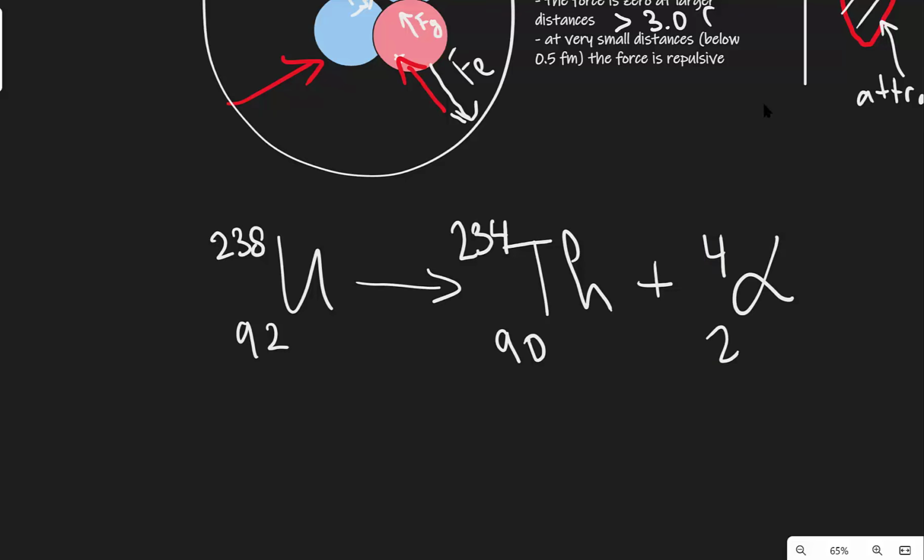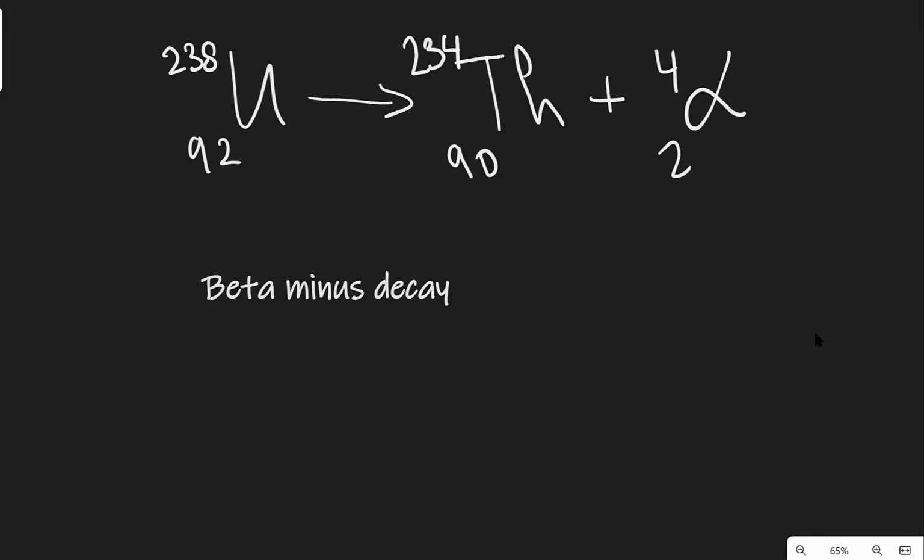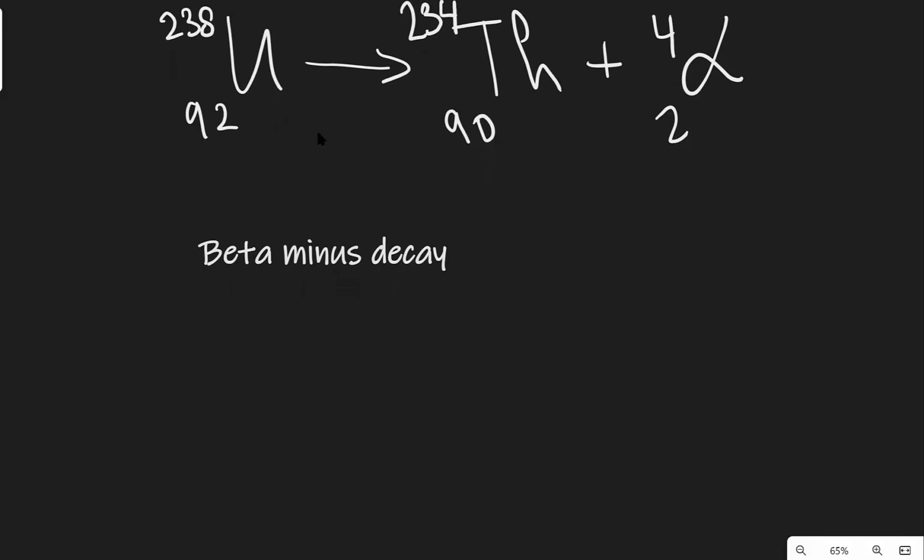We're emitting an alpha particle and we have a conservation of all the numbers. Our proton number is conserved, so 92 is equal to 90 plus 2, and our nucleon number is conserved, so 238 is equal to 234 plus 4. Particles can also decay via beta minus decay. So this one here was alpha. Let's see what beta is.